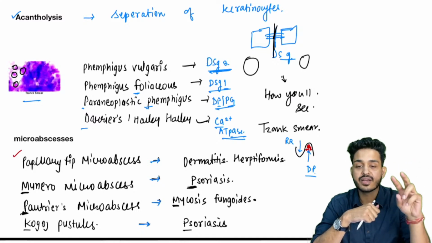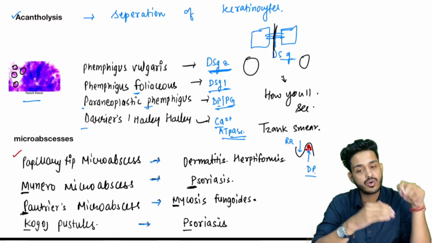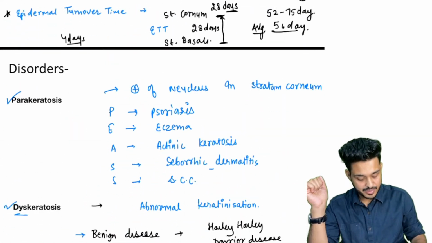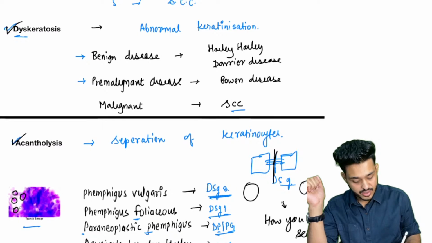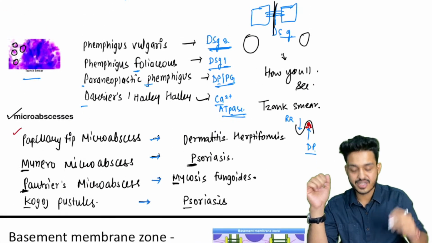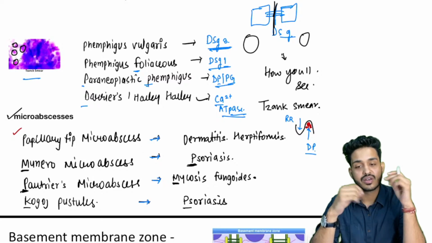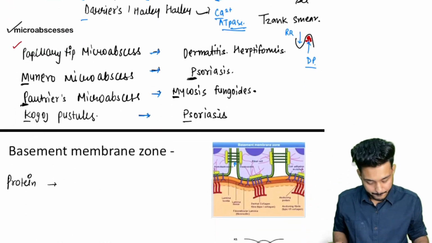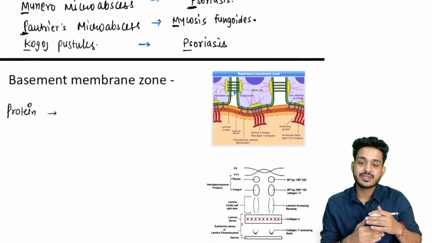Then we studied the 4 different types of cells, keratinocytes and non-keratinocytes. उसके बाद में हम लोगों ने पढ़े disorders. Then we have seen disorders like parakeratosis, dyskeratosis and acantholysis. And then we studied the microabscesses. So with this we are almost done with the epidermis, right? यहाँ तक clear है, कोई doubts नहीं है. Okay, next, let's talk about the basement membrane zone.